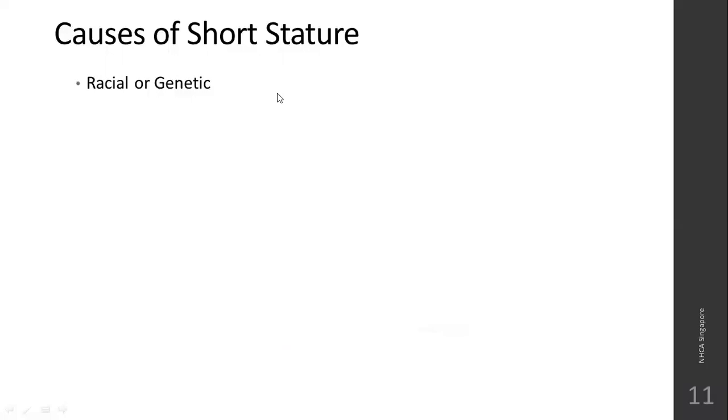Causes of short stature: racial or genetic, for example pygmies. Pygmies are a race found in African countries, and they are generally shorter in stature. It runs in the family. If both the parents come from a short stature family, the children may also be short stature.